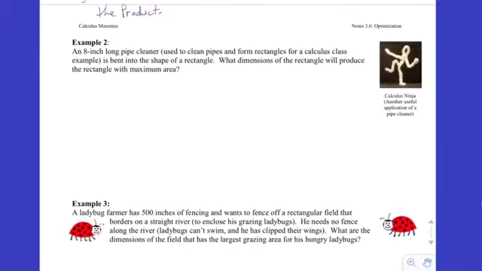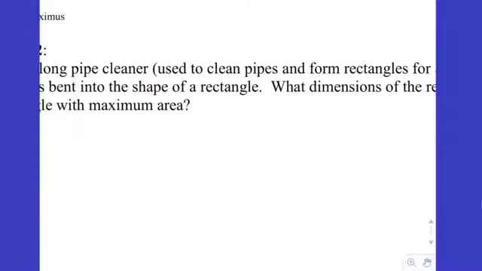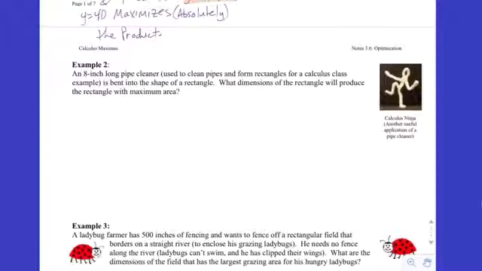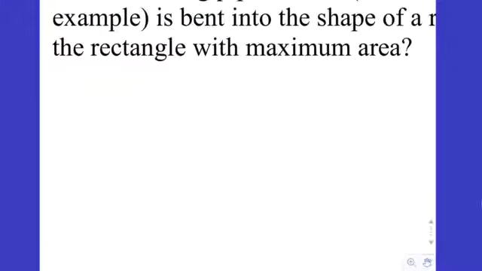Example 2. An 8-inch long pipe cleaner, used to clean pipes, believe it or not, and to form rectangles for a calculus class. That's another good use of pipe cleaners. It's bent into the shape of a rectangle. What dimensions of the rectangle will produce the rectangle with a maximum area?